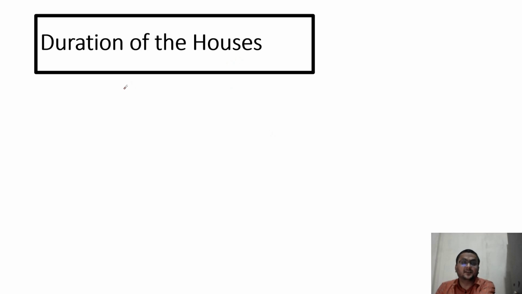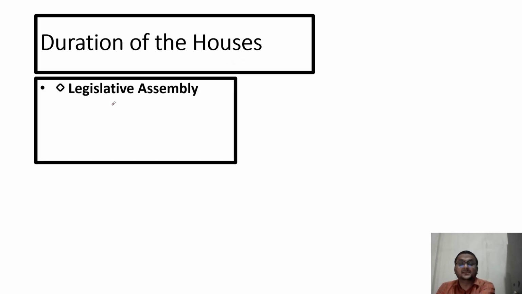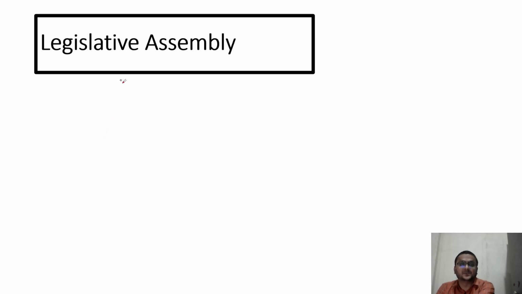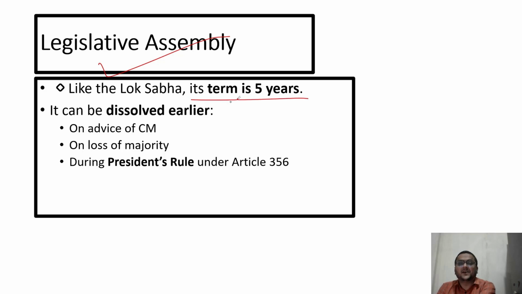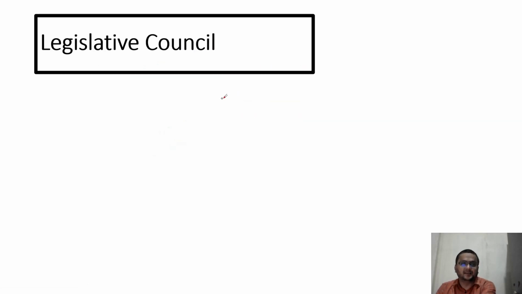Now, what is the duration of the house? We will see the duration of the Legislative Assembly and the Legislative Council. First is the Legislative Assembly in the state. Like the Lok Sabha, here also the term is 5 years. It can be dissolved earlier on the advice of the Chief Minister, on loss of majority in the lower house, or during President's rule under Article 356. So the normal term is 5 years.